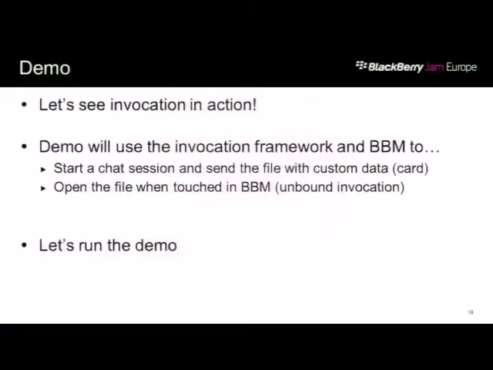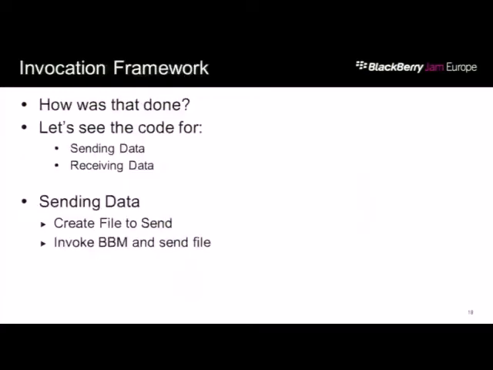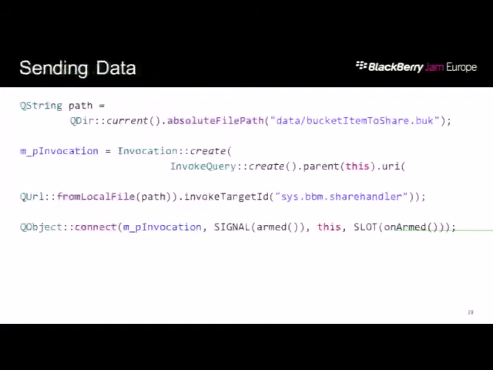So now we're going to look at how we actually did that. We'll get into a little bit of code here to see how we sent that data and how we received that data. To send the data, the first thing we're going to do is create a file with a .buk extension. That's what we're doing on the first line there. That's just a custom file type I use for the demo here. That could be whatever is appropriate to your application.